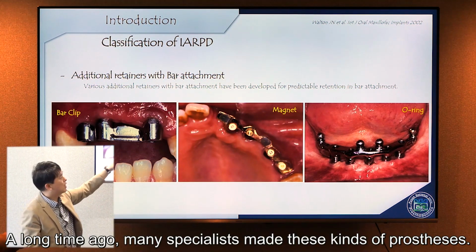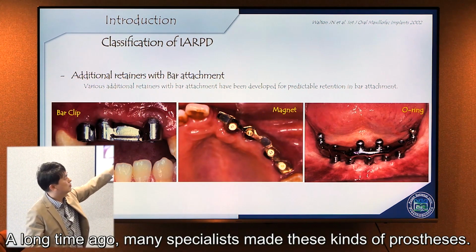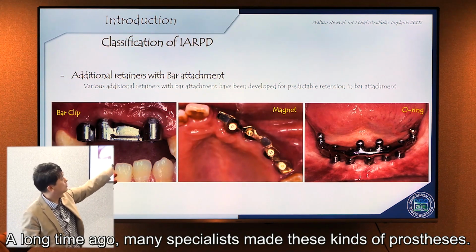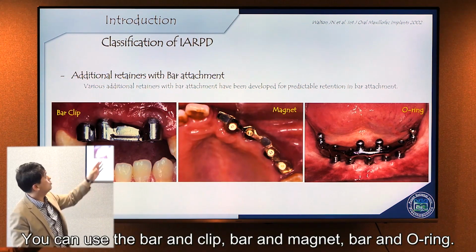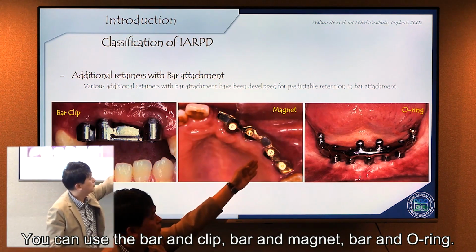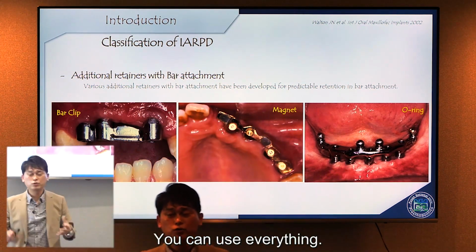A very long time ago, many specialists made those kinds of prostheses. Anyway, you can use the bar and clip, bar and magnet, bar and O-ring. You can use everything.